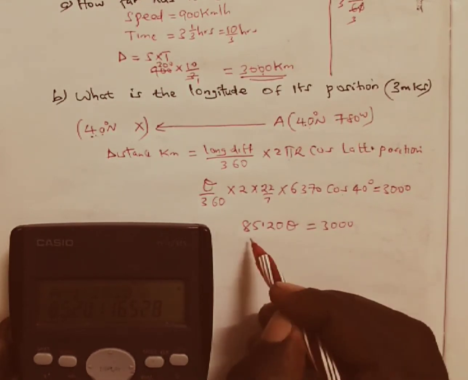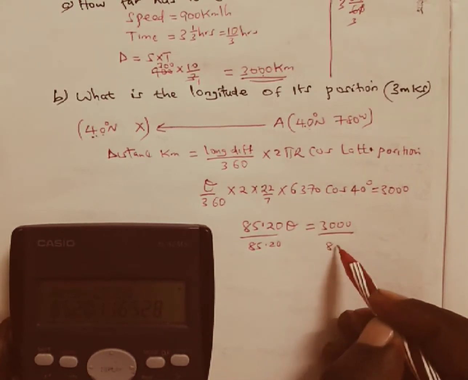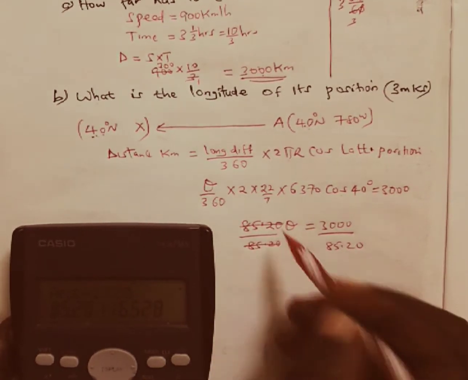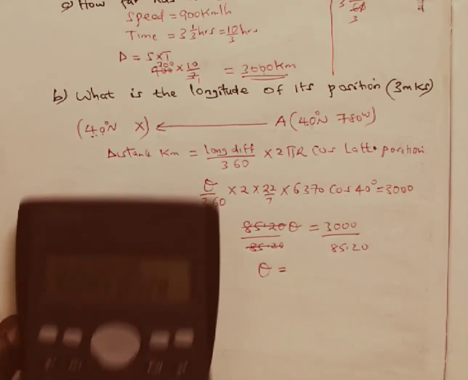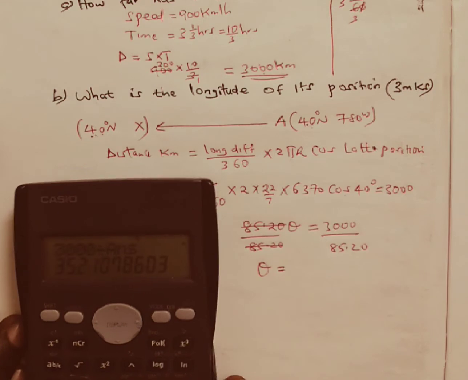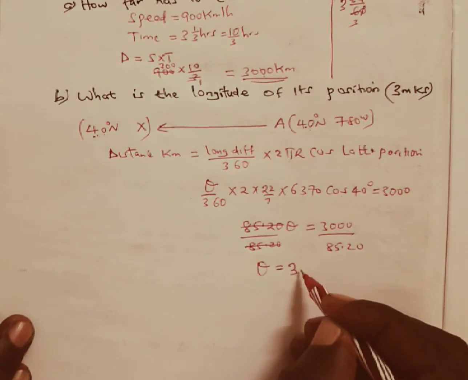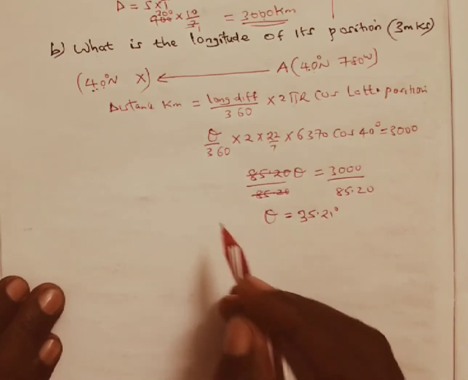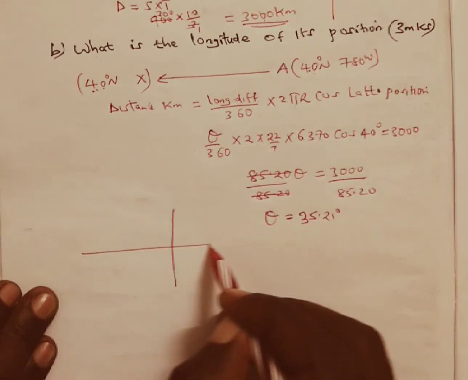If we want to get theta, we divide by 85.20 on both sides, and 85.20 cancels, so that theta is equal to 3000 divided by 85.20, and this gives us 35.21 degrees. So our theta is equal to 35.21 degrees.